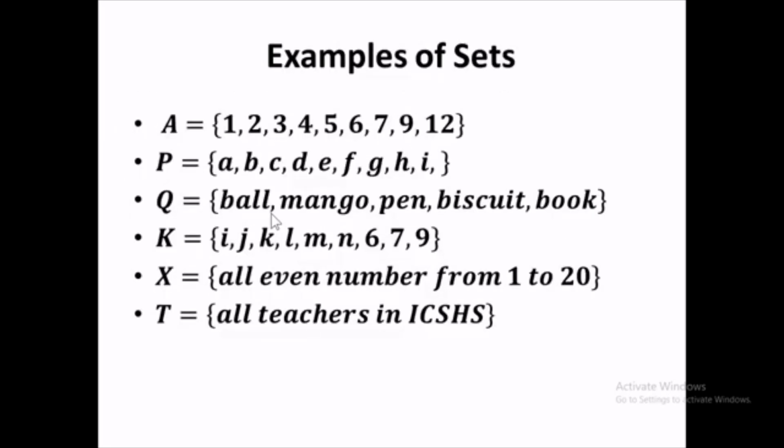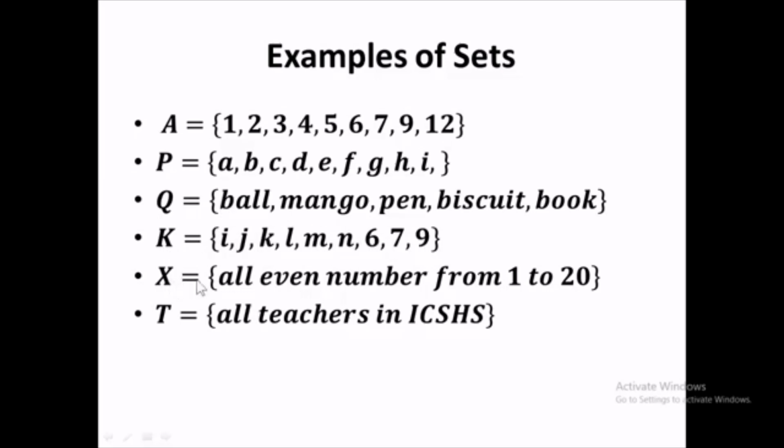Example of a set is what you're having here. You're having set A having the following elements, 1 to 12. You can see that we use capital letter A to represent the name of the set. Then elements in it are enclosed in a curly bracket. You have set P having A, B, C, D, E, F, G, H, and I as the elements in that set. You have set Q having ball as one of the elements, mango, pen, biscuit, and book as the elements in that set Q. You have set K having elements I, J, K, L, M, N, 6, 7, and 9 as the elements in that set K.